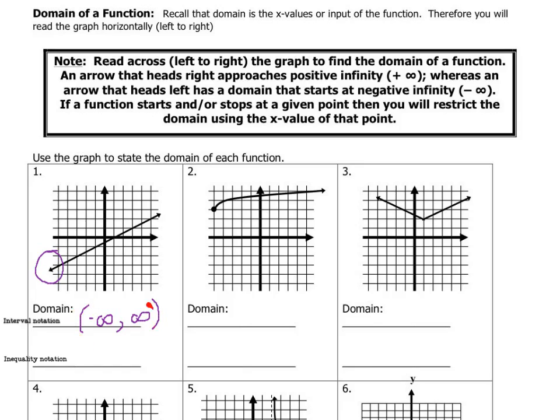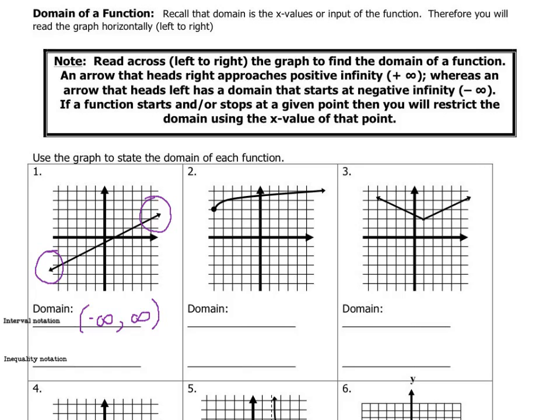These are called soft brackets, and that means that we don't include these endpoints. And the reason we're not including the endpoints is because they go on forever. We sort of talked about last class how we can't really ever count to infinity. So anytime we've got infinities in interval notation, we're going to use these soft brackets. I'll show you an example of hard brackets in just a sec.